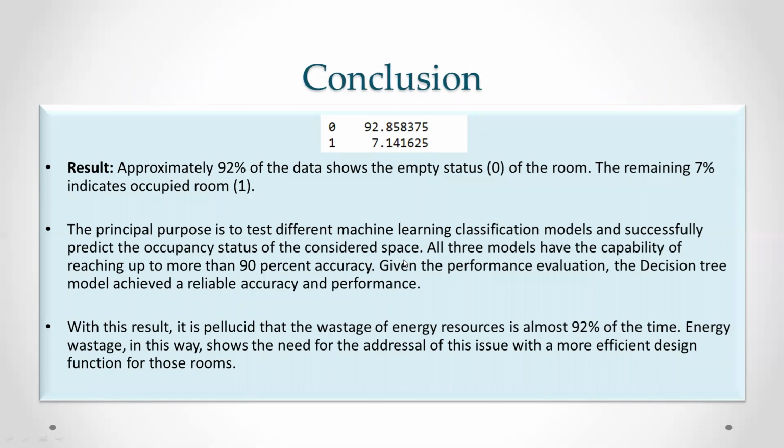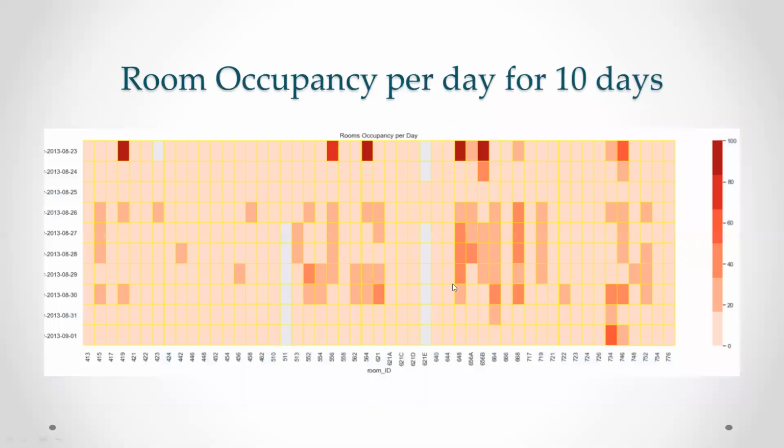Conclusion. Approximately 92% of the data shows the empty status of the room. The remaining 7% indicates occupied room, which is indicated by 1. With this result, it is believed that the wastage of energy resources is almost 92% of the time. This issue needs to be addressed to save energy wastage. This graph shows the room occupancy per day for 10 days for each room in the UC Berkeley building.